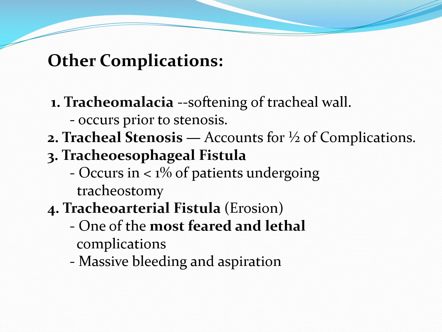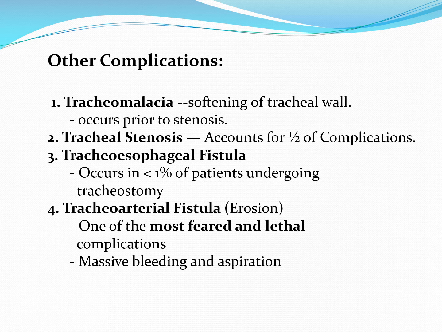Other complications include tracheomalacia, which is softening of the tracheal wall and occurs prior to stenosis in many cases. Stenosis accounts for a significant amount of the complications of tracheostomy, where the tissue is no longer just soft, it has actually started to form scar tissue. Tracheoesophageal fistula occurs in less than 1% of patients that have a tracheostomy. That's where you now have patency between the trachea and the esophagus, so it's just a recipe for ongoing aspiration.